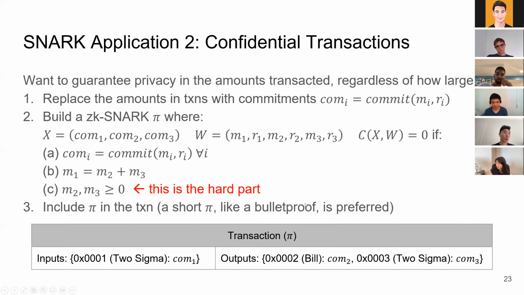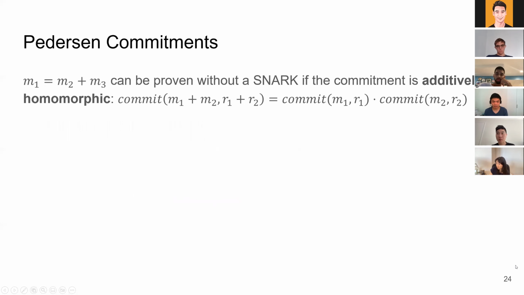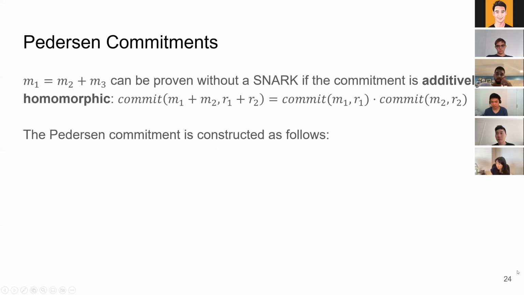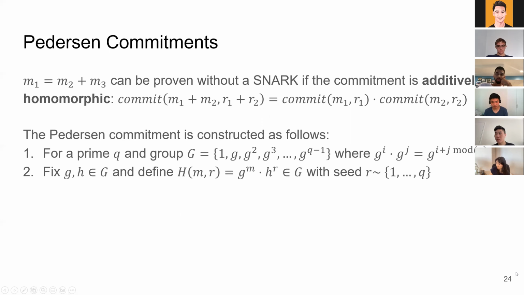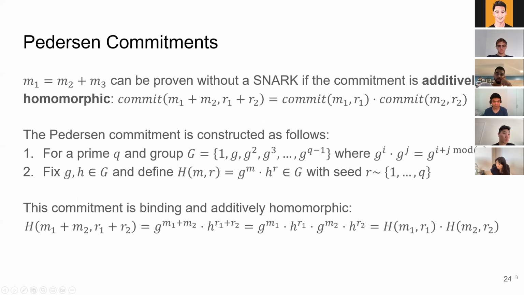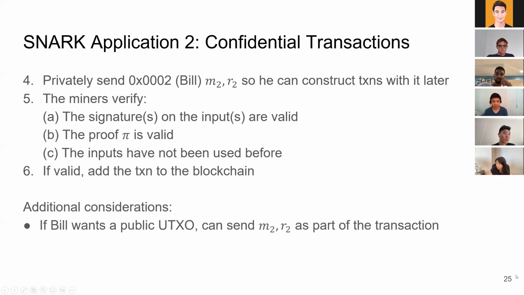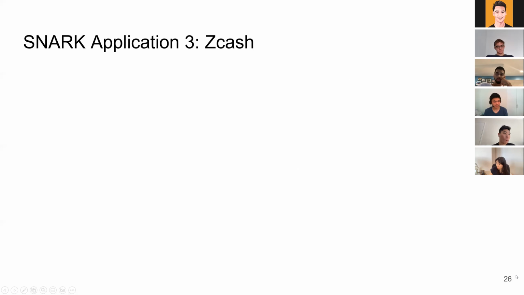So that zero knowledge proof would allow the miner to check that the 10 over here is equal to the 1 plus the 9 without knowing 10, 1, and 9. And we talked about Pedersen commitments as an additively homomorphic example, which allows us to do the check partially without a SNARK because they have a good additive property. And then finally, we move on to the two more exciting examples.